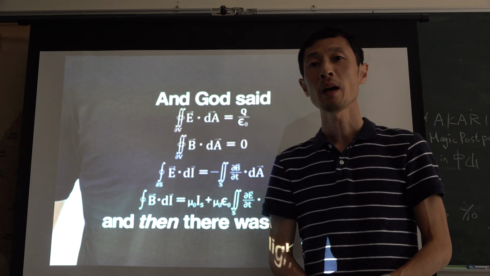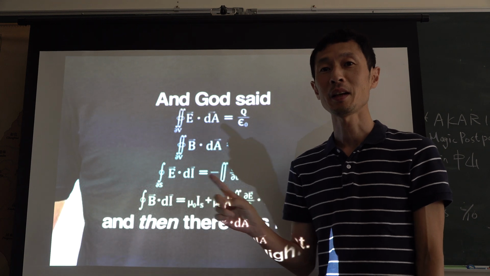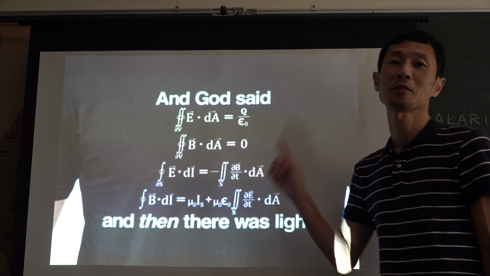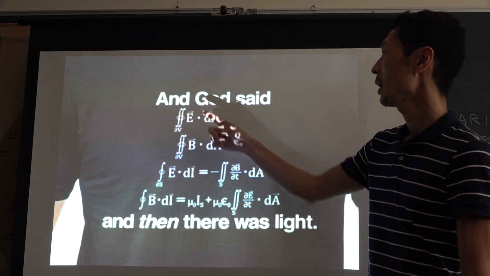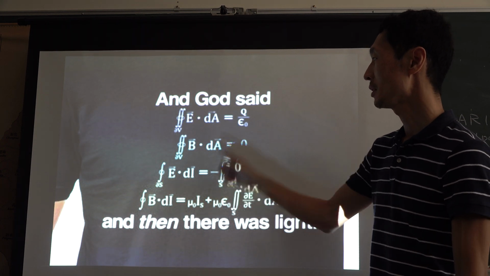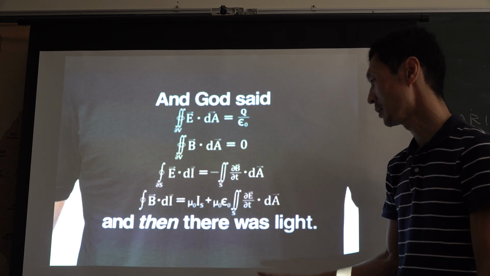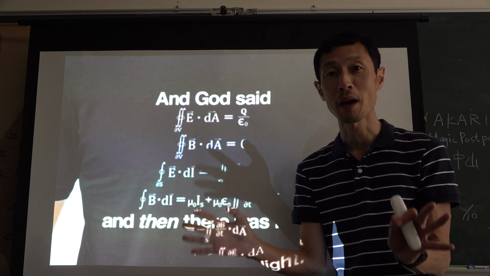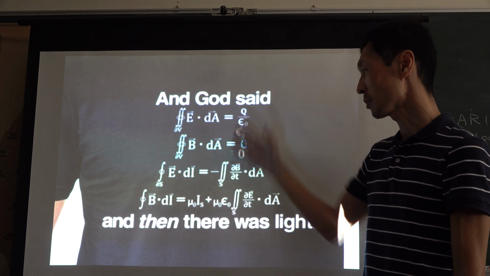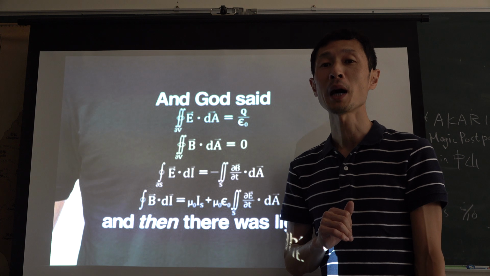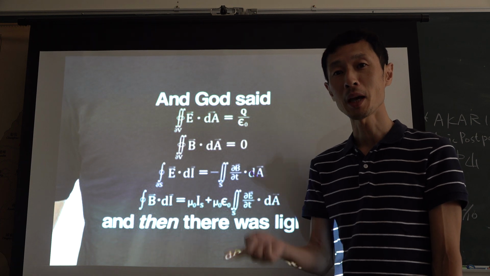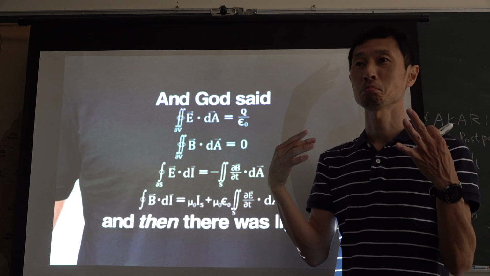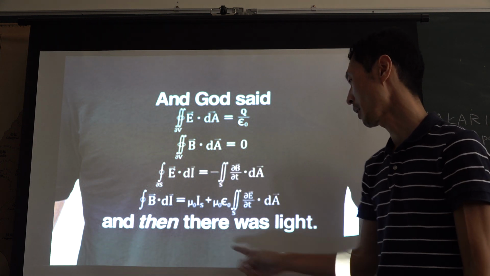Hello everyone. Have you seen any physics students wearing this kind of t-shirt? "And God said, and here's some equation, and then there was light." This is obviously a parody. This phrase was taken from the Bible. In the Bible, they said that God said that there shall be light, and then there was light.